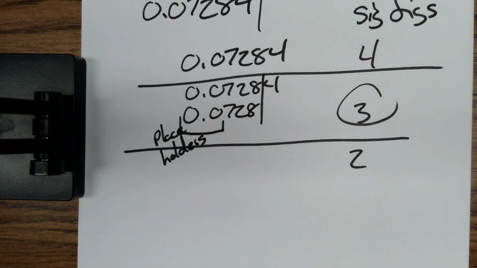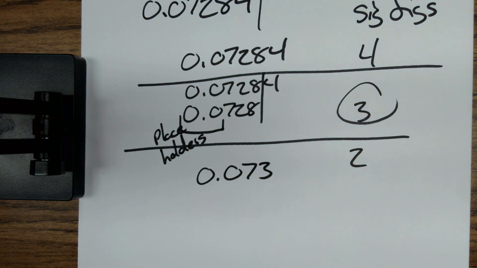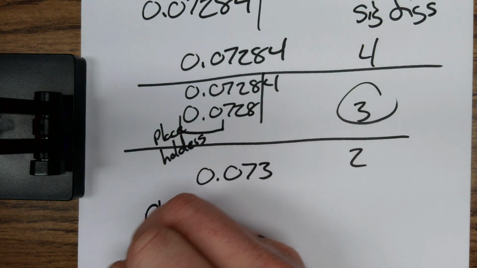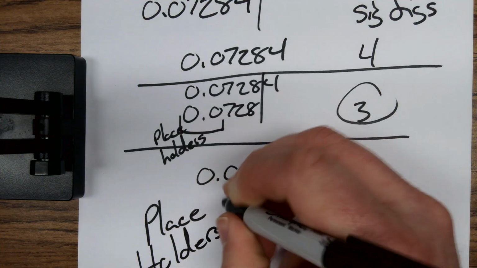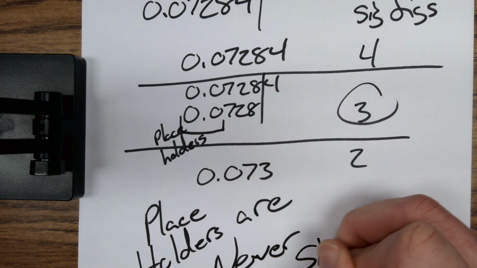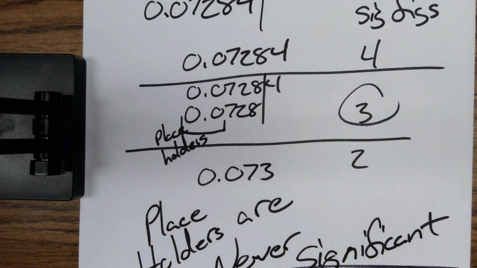So, give me the last one. What's it going to be? Someone just shout it out to me. 0.073. Does everybody see how we got 0.073? We feeling good? All right. So again, let's write this out. Placeholders are never significant.